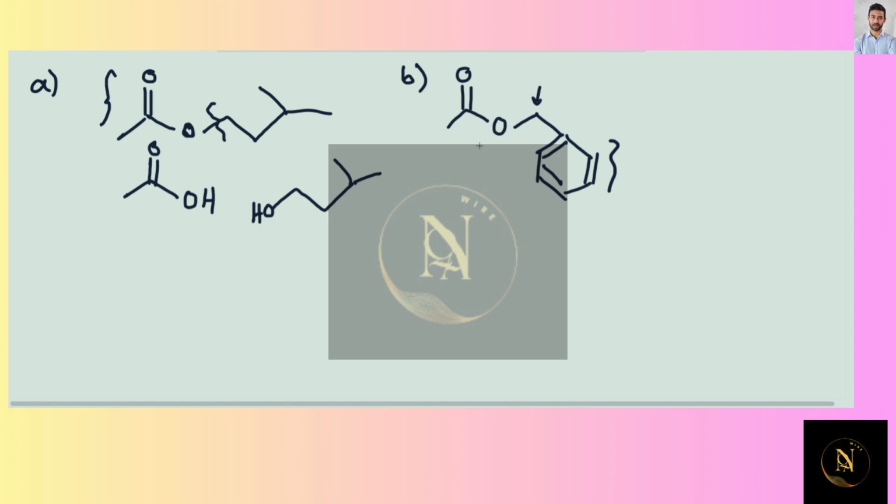Therefore, if we wanted to break this down into its component parts, we'd have, as before, acetic acid. But now we need benzyl alcohol. So we want the benzyl structure. Draw a benzene ring and attach to it a carbon, and then off of that carbon, an OH to give us an alcohol. Benzyl alcohol and acetic acid.